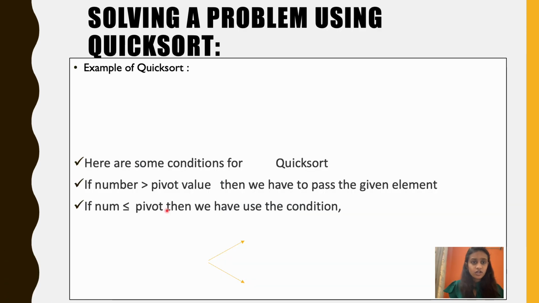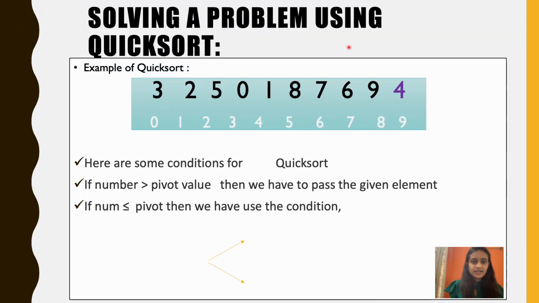Now let's solve a problem using quicksort. Taking an example, here is the list of elements 3, 2, 5, 0, 1, 8, 7, 6, 9, 4, and here are the index numbers of these elements. 4 is considered as the pivot element. Here are some conditions we have to use for quicksort. If the number is greater than the pivot value, then we have to pass the given element. If the number is less than or equal to the pivot value, then we have to use the condition: index element plus 1.